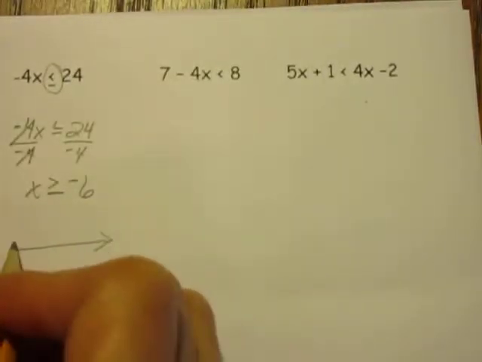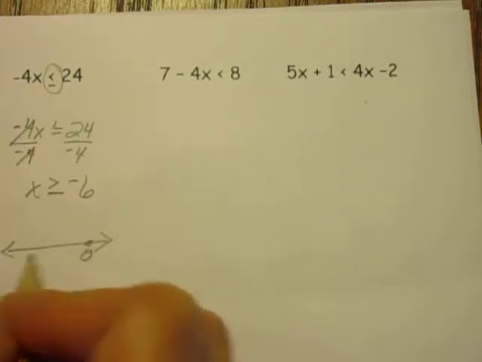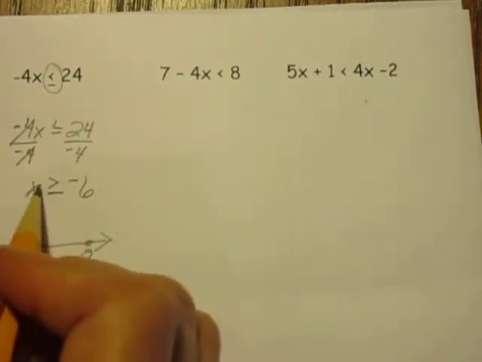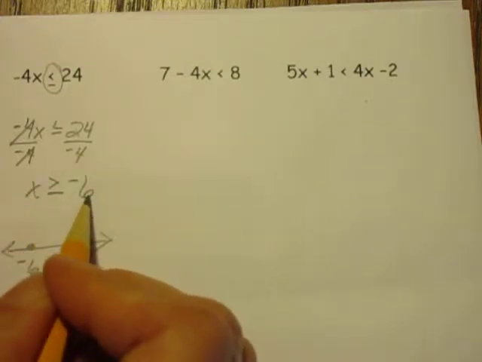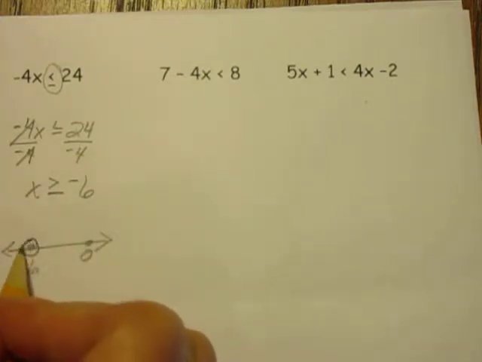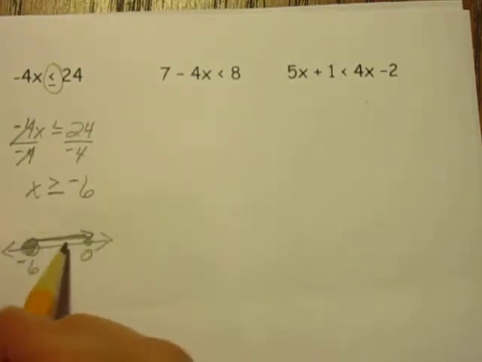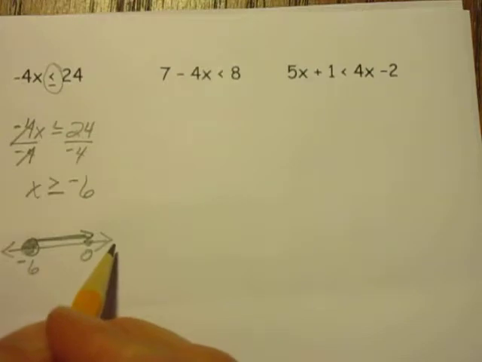So if I was drawing my number line, I'd want to draw 0, and I'd want to draw negative 6, where negative 6 is in relation to 0. And I'm looking at all the numbers that are greater than or equal to -6, means I'm going to circle and bubble in the -6 and then shade to the right. All those solutions that are greater than -6 are over here to the right.